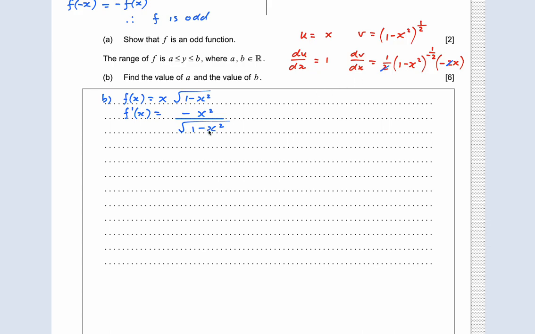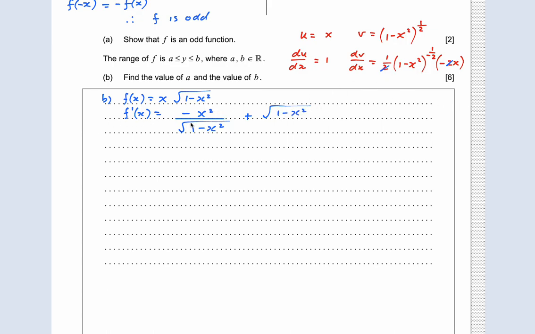Why am I changing it back into this? Well, index form or power form is better when you're differentiating, but once I start to solve the equation, it's easier if you have it in root form. But both ways are fine. So it's this times this plus this times this, which is just, again, back to root form, the square root of 1 minus x squared.